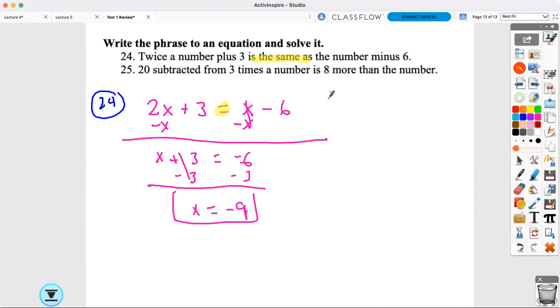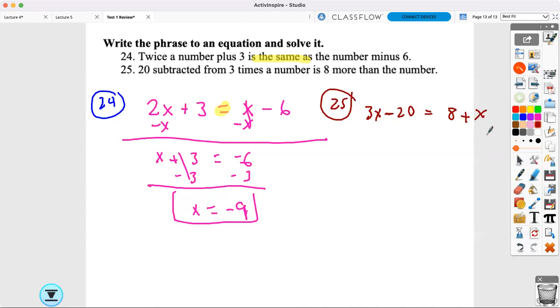Now let's look at number 25. 20 subtracted from 3 times the number is 8 more than the number. So 20 is being subtracted from, so it's going to be -20, right? Is being subtracted from where? 3 times the number, so 3x. Is 8 more than the number.